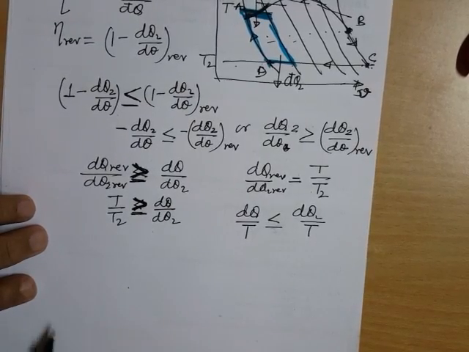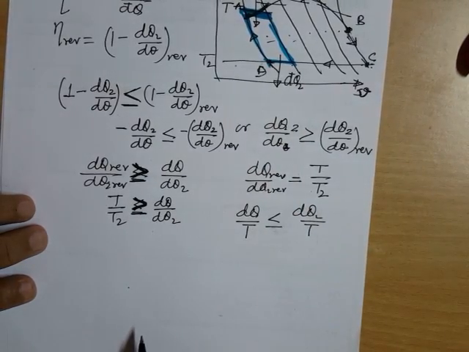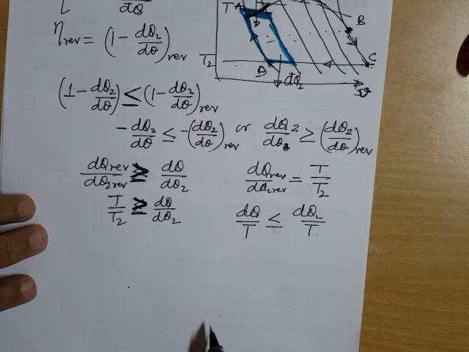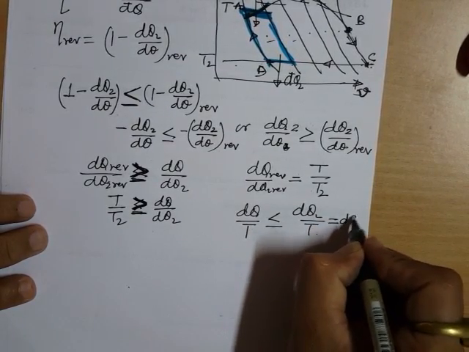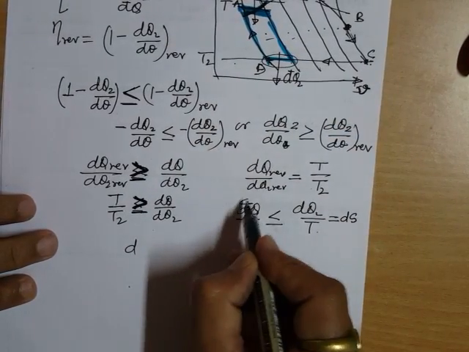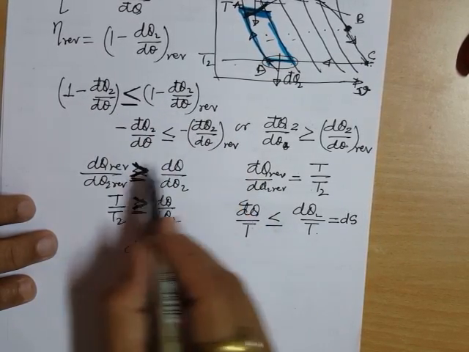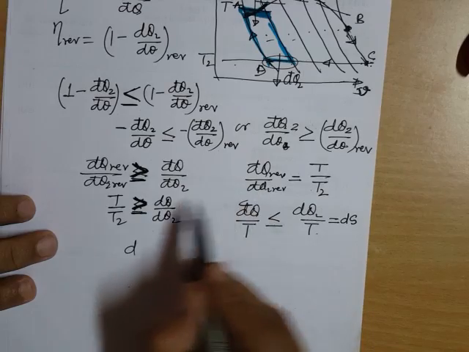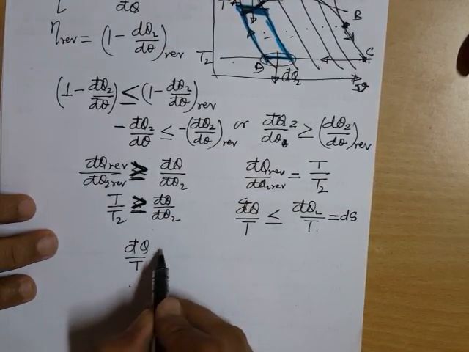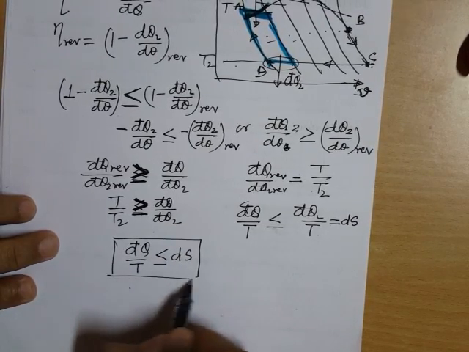What is dq2 by T? It is the heat transfer in case of a reversible process, divided by the temperature at which this heat is getting transferred. So this is nothing but the change in entropy for this small process. These all are path functions, these are not point functions. So dq by T will always be less than or equal to ds. This is the inequality of Clausius.